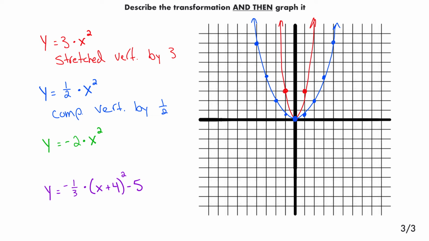Green one, I just want to show what a negative would do. The negative is going to flip this thing. So first the 2 is going to stretch this vertically by 2, and the negative is going to have it flipped vertically. So it's still starting at 0, but instead of up, it's going to be going down. So I'm going to go right 1, down, double what I normally do, so right 1, down 2. And then right 2, down 8. Mirror those points. Draw the parabola.